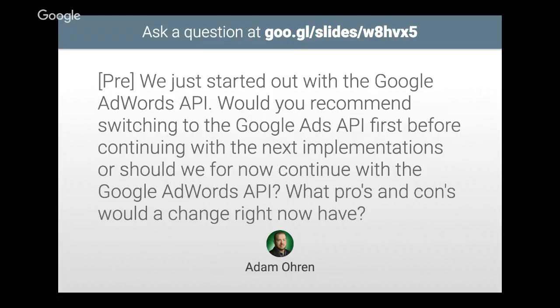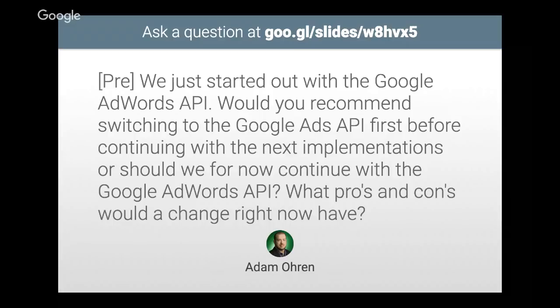Okay, this is actually a great one. So we just started out with the Google AdWords API. Would you recommend switching to the Google Ads API first before continuing with the next implementation, or should we continue with the Google AdWords API? What are the pros and cons? This is actually a great question, right? If you're in software development right now, what do you do? I think this really depends on whether you've already started coding. If you already have a significant amount invested in the AdWords API, please keep going. It's like if you've already started swimming, keep swimming, get to the other side. Be aware though that you will have a migration coming up and you will need to port this code in the next year or so.